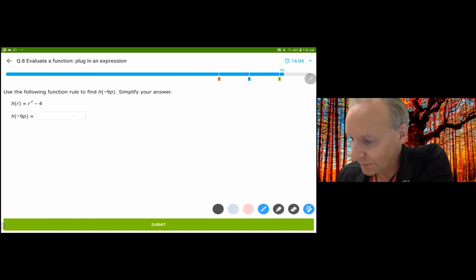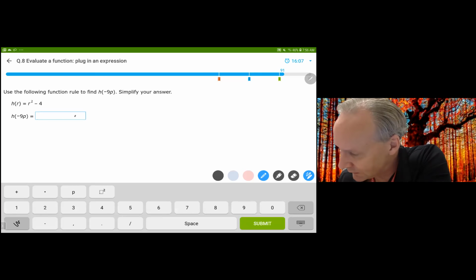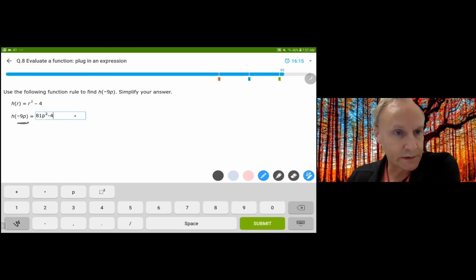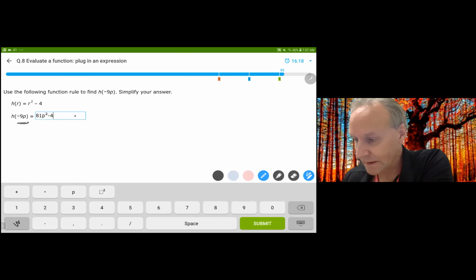All right, I'm going to do this one in my head. I'm going to get 81. Looks like p squared minus 4. All I did was square this guy and then subtract 4. Got it? Notice that a negative 9 times a negative 9 is positive 81.